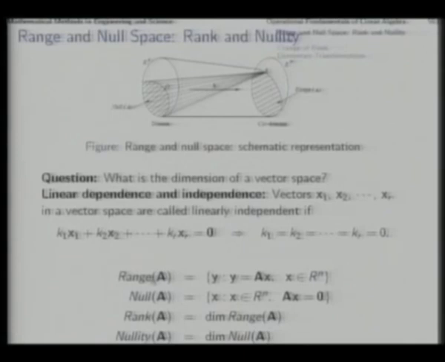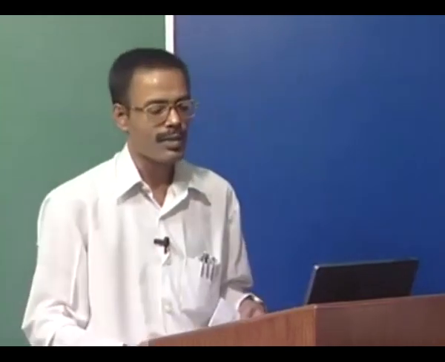As we have already discussed, range of A is the set of all images of all x's in the domain. Null space of A is the set of all those x's in the domain which map to 0 in the range. Now, the dimension of the range space is called the rank. Similarly, dimension of the null space is called the nullity. These definitions are extremely important and should be remembered in all the discussion that we conduct subsequently.